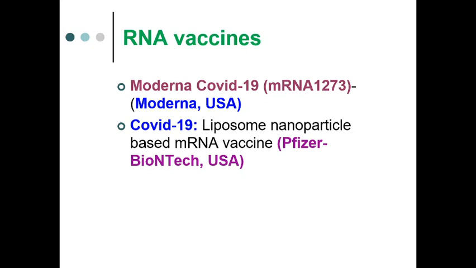So RNA vaccines against the coronavirus have been successful, such as Moderna COVID-19 produced by Moderna lab. Similarly, a liposome nanoparticle based mRNA vaccine was produced by Pfizer BioNTech in USA. These two vaccines were administered and they were successful in the United States as far as RNA vaccines against the coronavirus are concerned.